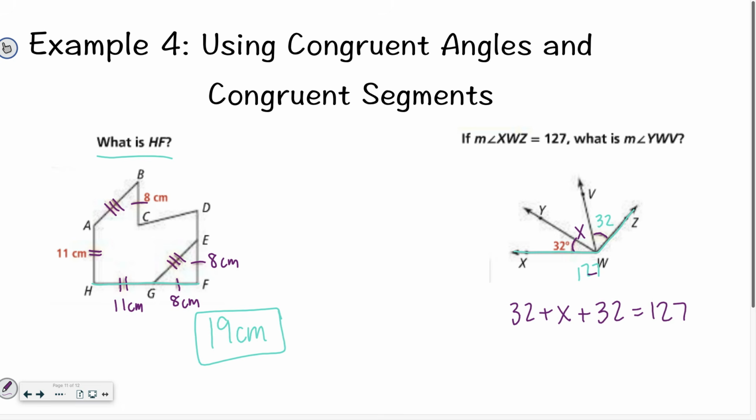That should be a 2. And that is 64 plus x equals 127, or x equals, that would be 63. Okay, so that center angle is 63 degrees. So I'm going to say that the measure of angle YWV equals 63, or angle YWV equals 63 degrees.